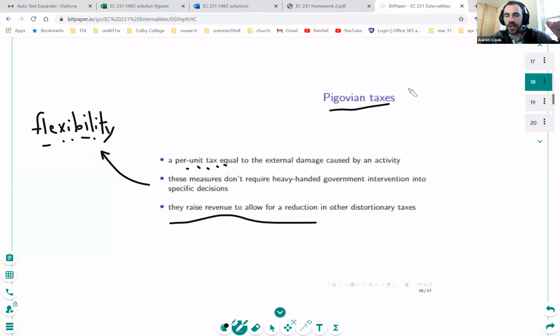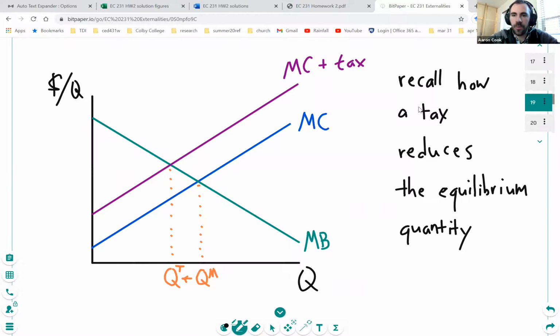So at the same time as you're increasing one tax, you could reduce the size of a different tax and increase overall efficiency in the economy. So remember that taxes end up reducing the equilibrium quantity.